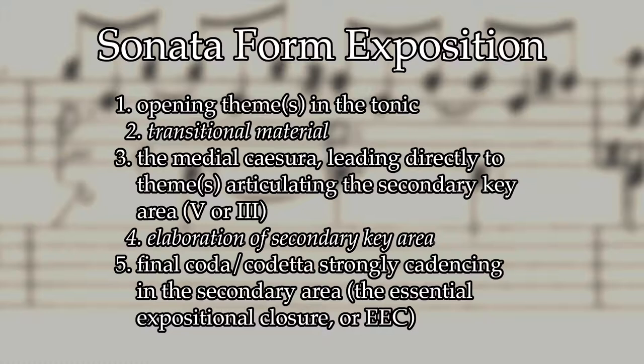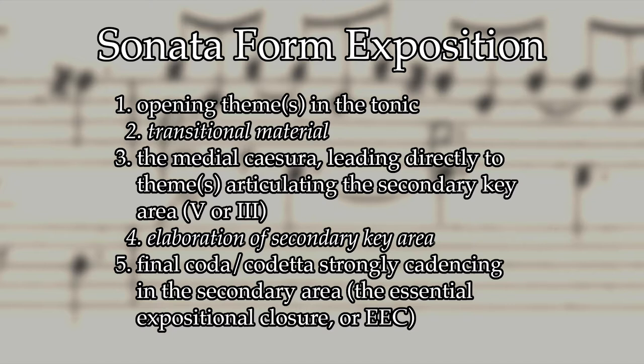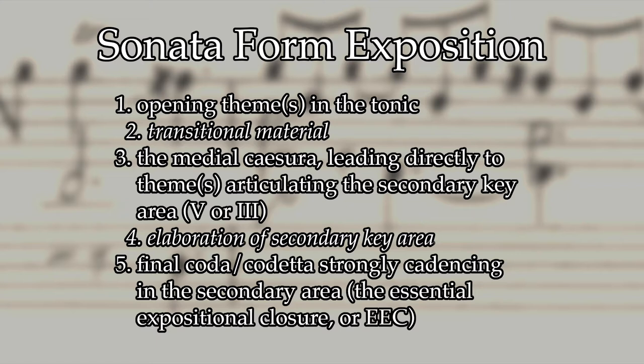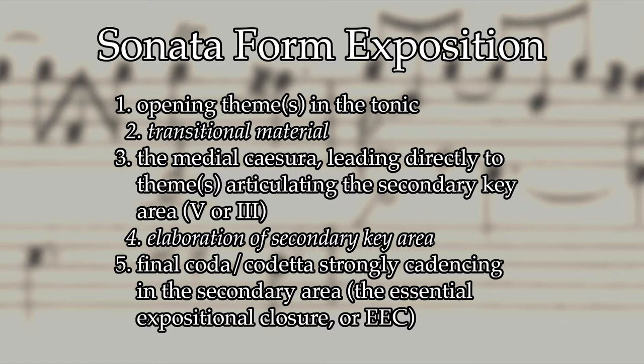The odd-numbered sections are the ones that are always present. The even-numbered ones are typically absent, elided, or condensed in shorter sonatas. Again, these sections are not defined by the presence of a particular theme. They're defined by their key areas, charting a move from tonic slowly into the secondary area, then meticulously confirming that secondary key before final cadence in it. Then the whole thing is repeated.